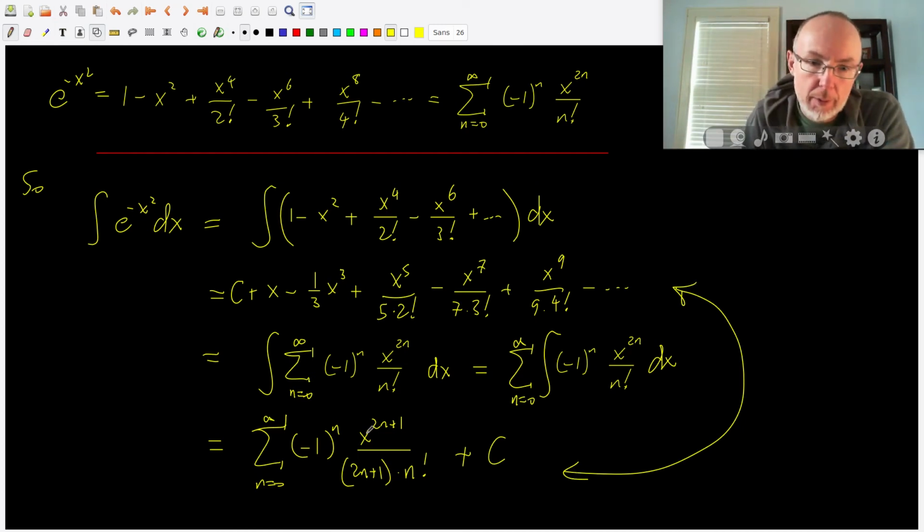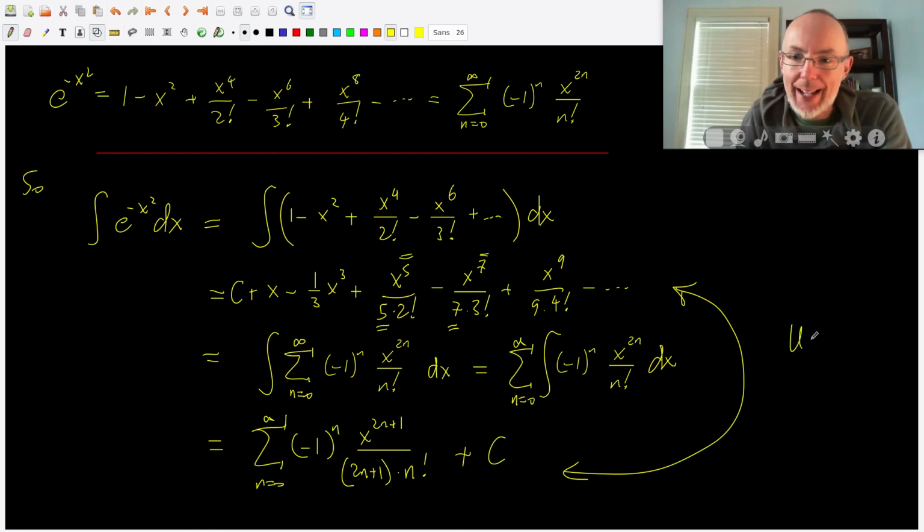Right? The first term is going to be x to the 1 over 1 times n factorial, which is just 1 factorial. The next one's more interesting. When n is 1, you've got a negative sign. It's going to be x cubed over 3 times 1 factorial, which is what we have there. And then so on. You can see the n plus 1 is appearing here. It matches the power up the top. These are equivalent. Now, what I need to do is evaluate this at endpoints.